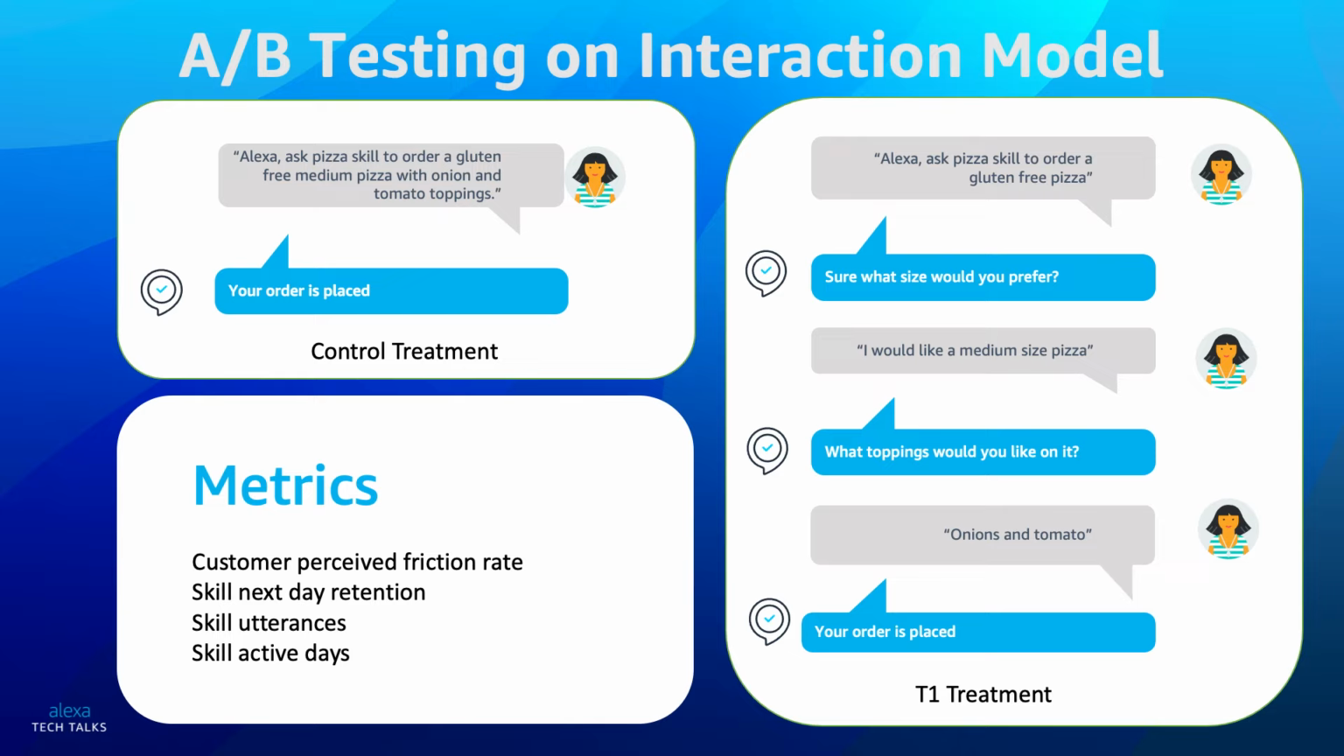So you hypothesize you can make the skill simpler by making it a more user-friendly interaction model. So you take out all the guesswork in this decision, you create a new version of the skill with multi-turn intent and try it in treatment. In your treatment, you have this multi-turn intent versus your live skill in control. You can continue to observe metrics like customer friction, utterances, and next-day retention to confirm your hypothesis.